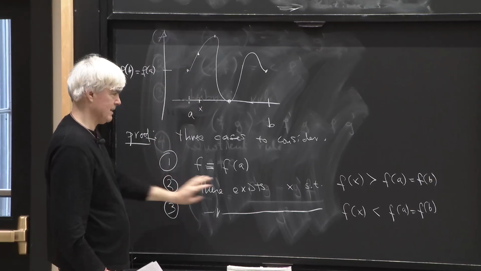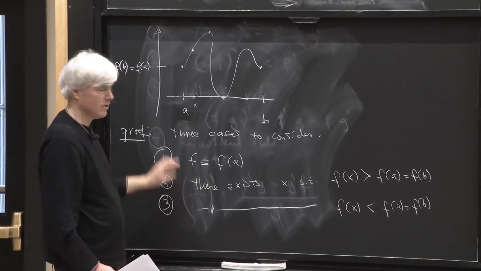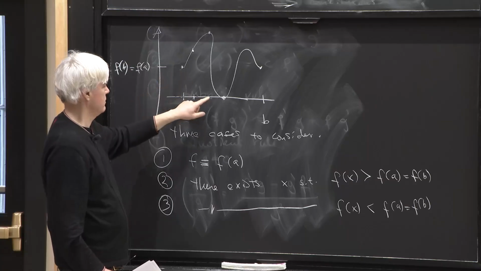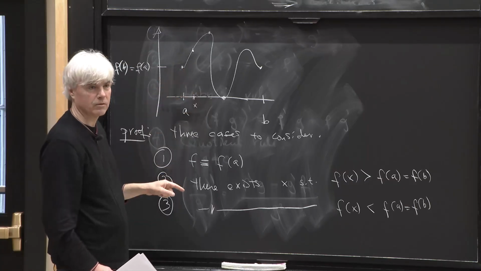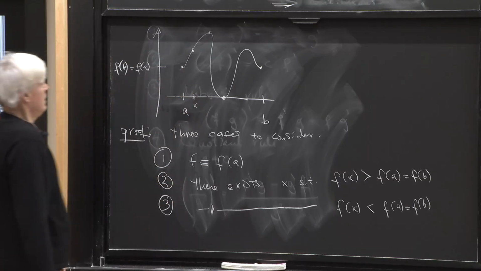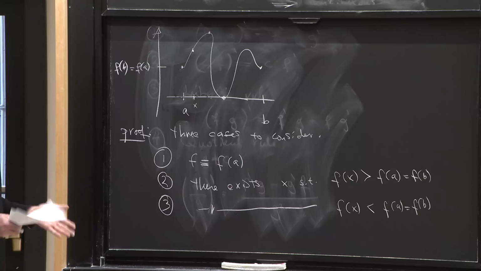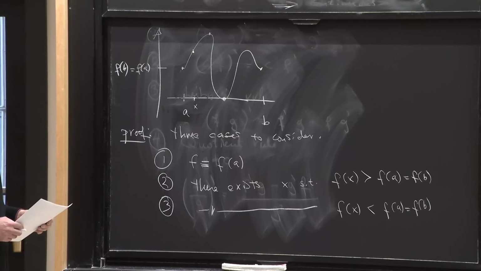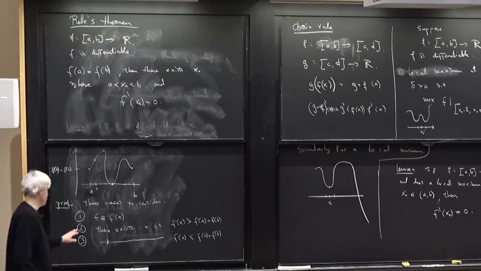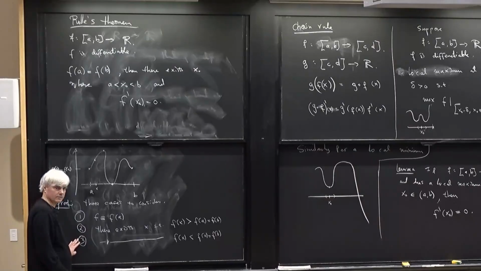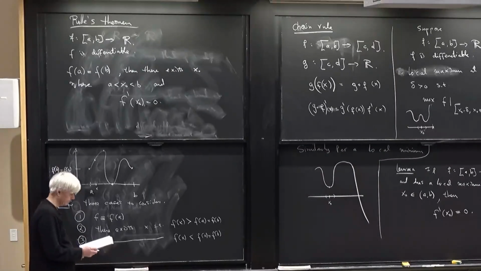And since in this case the maximum is not achieved at the two endpoints, the maximum must be achieved at an interior point. But now it's not just a local maximum, it actually is a maximum, but already if it was a local maximum, the derivative would be 0 at that point. So this proved case 2, and case 3 is similar. So this is Rolle's theorem.